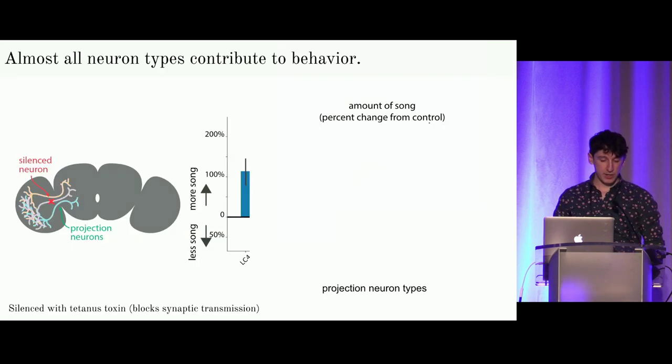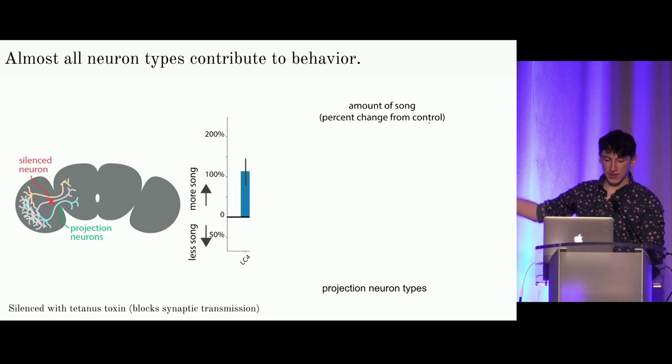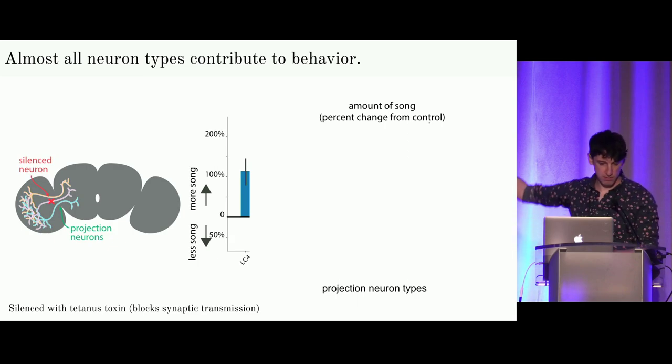The first thing we'd want to do is identify which of these projection neurons contribute to behavior. The way we're going to do this is we're going to take those genetic lines to silence classes of neurons one at a time. Then we're going to allow the male to court the female and just look to see if the behavior changes. In this instance, we're just going to look at the amount of song he produces. When we silence this particular class of neurons, you see that he produces much more song than control. He's doubling the amount of song the control produces.